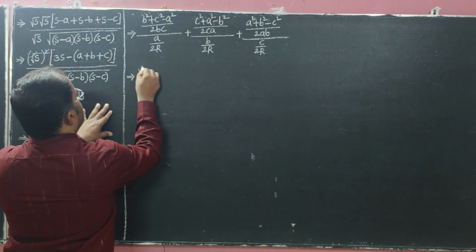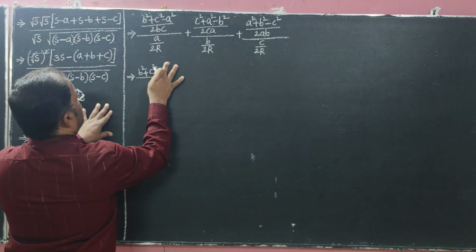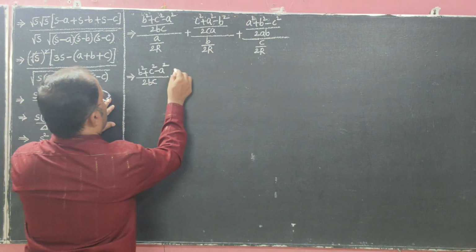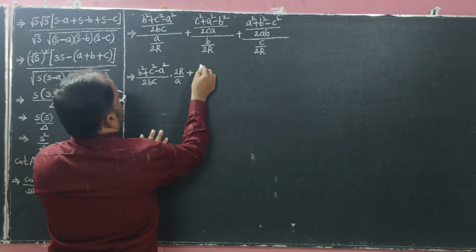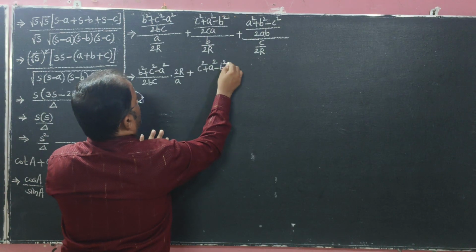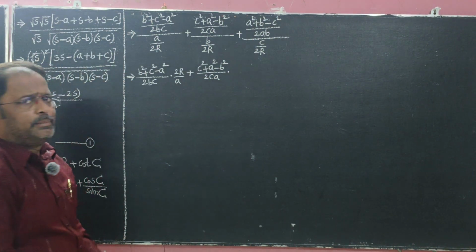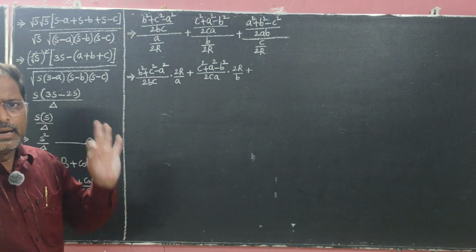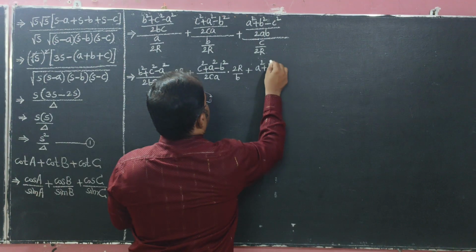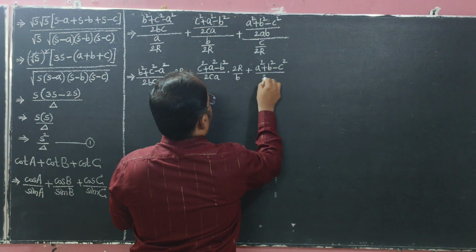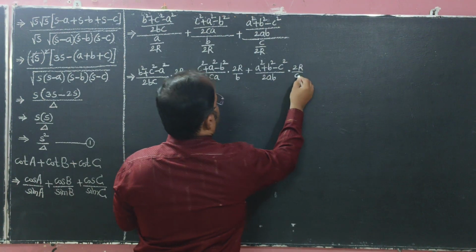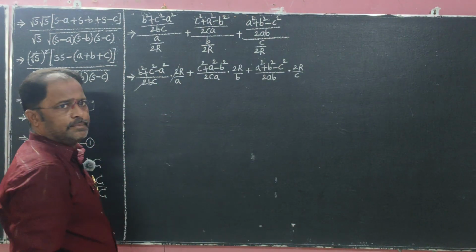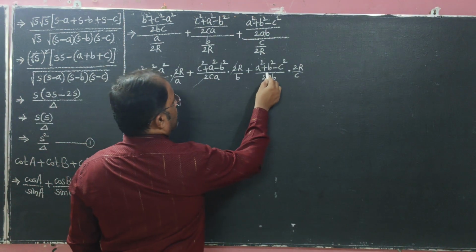Write the numerator as it is, b square plus c square minus a square by 2bc, and the denominator becomes reciprocal to the numerator: a by 2r becomes 2r by a. Okay, and plus, next one again the same as it is, c square plus a square minus b square by 2ca. Again the denominator becomes reciprocal, means reverse, 2r by b. Dot means multiply, right. Next one also, a square plus b square minus c square by 2ab into the denominator reciprocal, 2r by c. Okay, so 2r by a, 2r by b and 2r by c. Okay, right. See, 2 gets cancelled. Clear. And here also 2 gets cancelled, here also 2 gets cancelled.